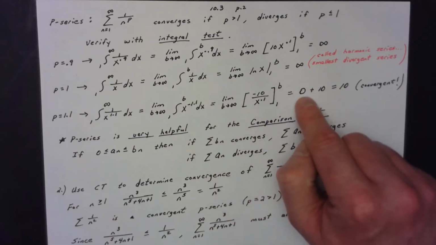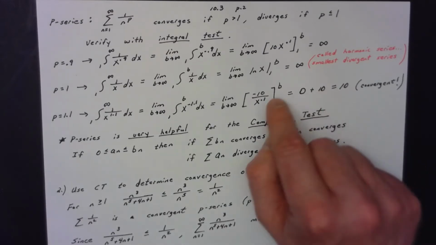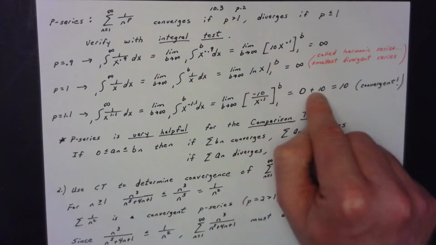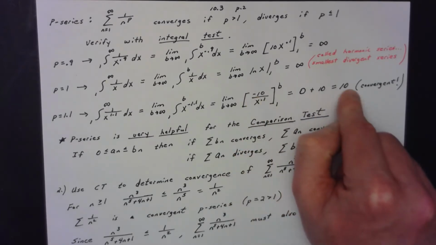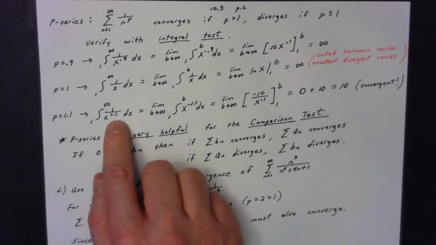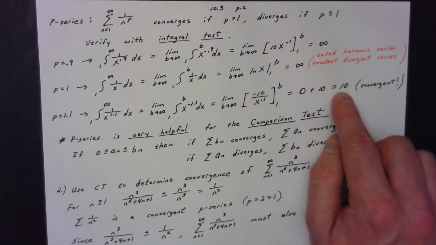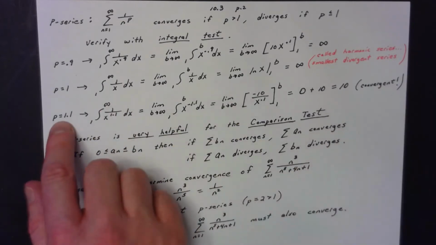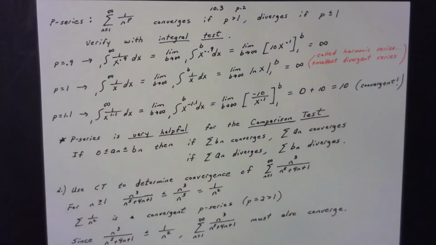So it makes that first term 0. Negative 10 divided by infinity to any power, 0. Your lower limit, you would have minus a negative 10 over 1. That's where I'm getting plus 10. So this answer is 10. Now the 10 is not really relevant other than it's a finite value. Anytime the integral converges to some finite value, yes, the integral converges, but also the corresponding p-series also converges.